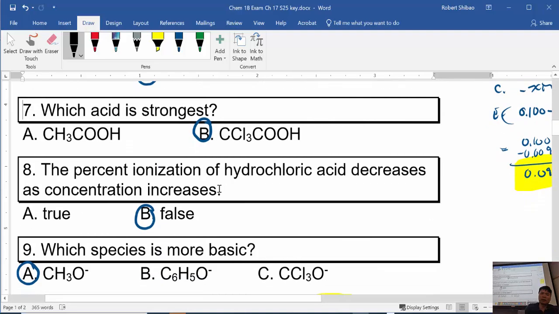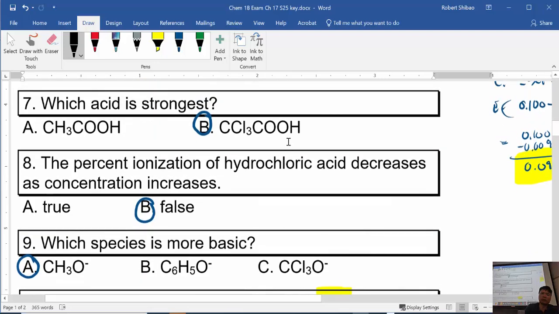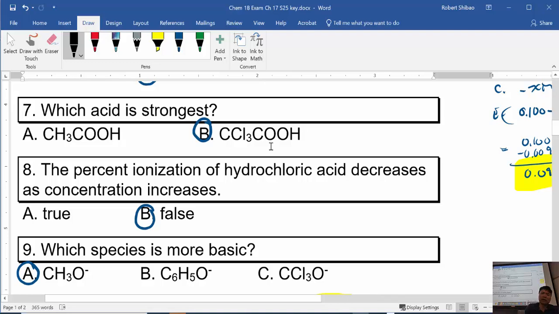Which acid is strongest? Okay, this is electron withdrawing, this is electron pushing. So we want more electron withdrawing. That's going to make the hydrogen more blue. And so trichloroacetic acid. In fact, trichloroacetic acid is, some people call it a strong acid.